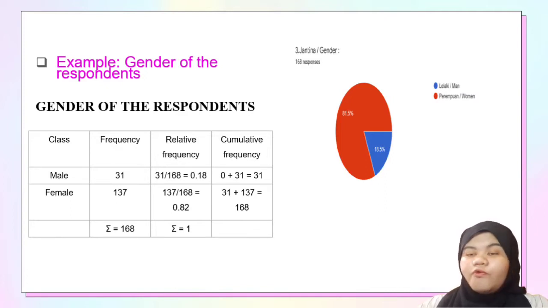current data. For example, if the number of previous data is 31 and the current data is 137, then when we add it, it will be 168. It is the same as the total number of our respondents.